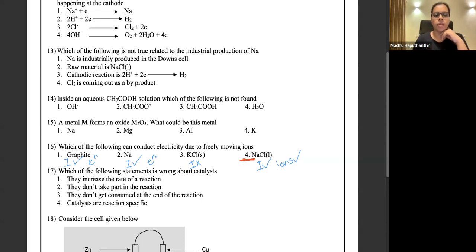17th. Which of the following statements is wrong about catalysts? Again, I'm asking for the wrong one. I actually intentionally put these wrong, incorrect words because you have to get exposed to that and practice more on that question pattern. Otherwise, you will be doing a lot of silly mistakes in the exam because you're not reading the question properly, and because you don't understand what is asked in the paper, you answer something that is there in your mind.